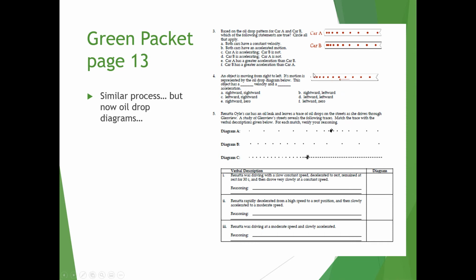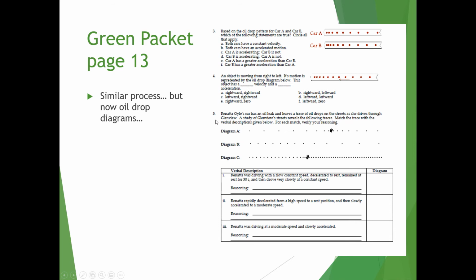Okay, so it's moving from right to left. That means it has a leftward velocity, and we can know that by this arrow here. If we think about something moving to the left and we look at how the drops are, they're farther apart here at the beginning than they are at the end, which tells us that it is slowing down. If it's slowing down, the direction of the acceleration vector is opposite the direction of motion, which means it would be rightward. So our answer here would be leftward velocity, rightward acceleration. So that would be C.